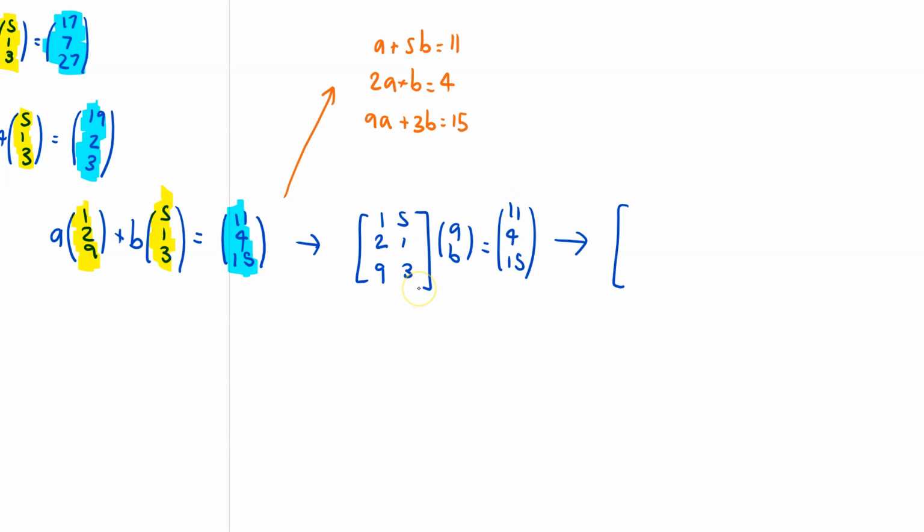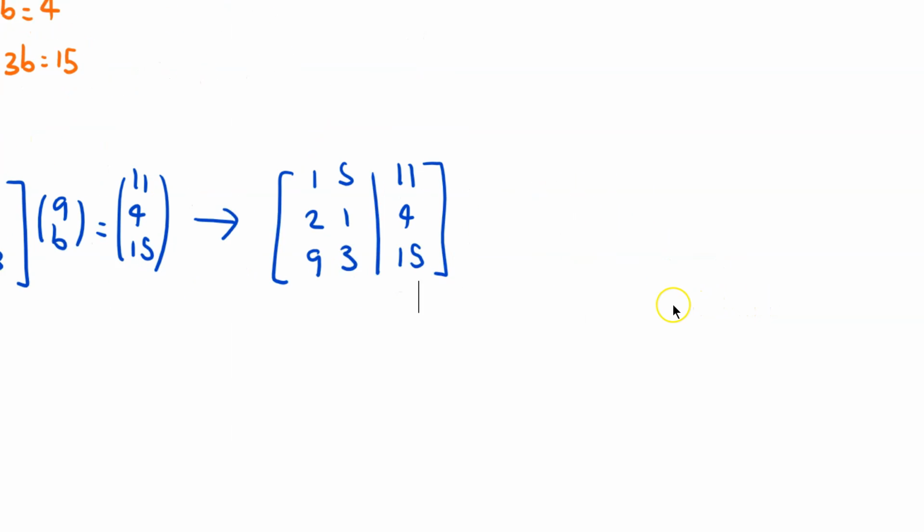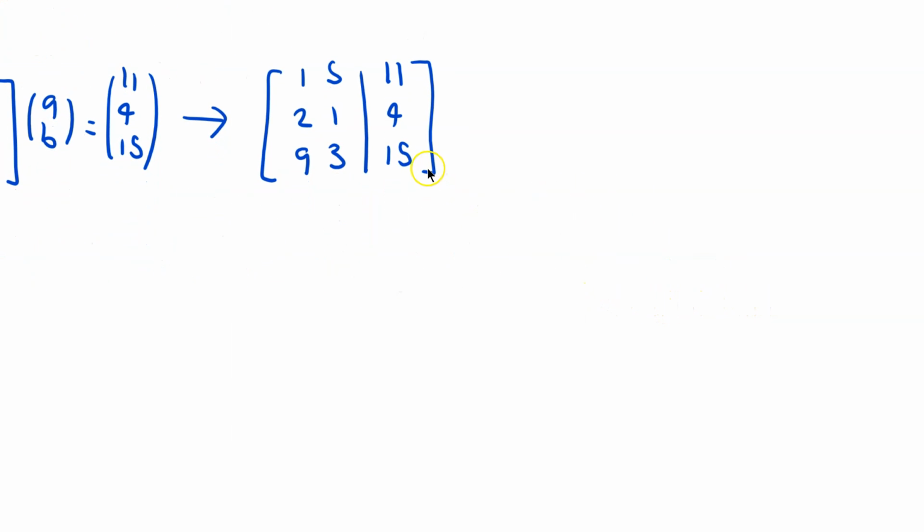So I'm gonna have 1, 2, 9, 5, 1, 3, and then 11, 4, 15. So now this is my augmented matrix form, and this is going to be the equation that I'm trying to solve. So I'm gonna try to use the Gaussian elimination to turn this into a reduced row echelon form. So let me try that now.